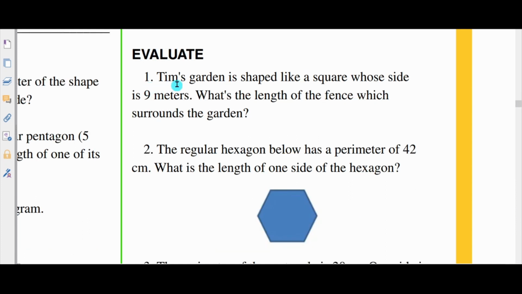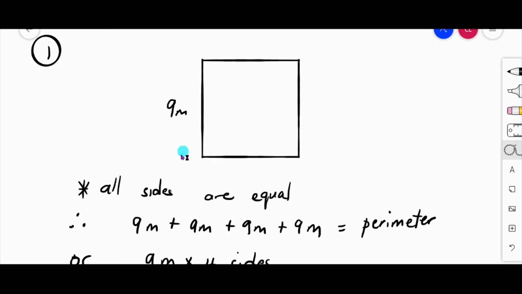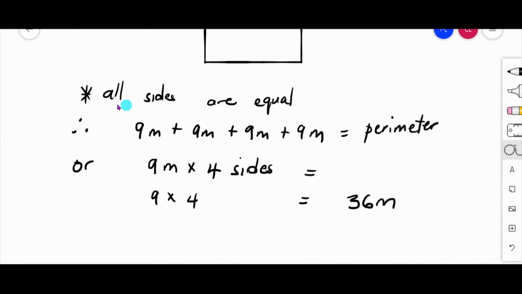Evaluate. Tim's garden is shaped like a square whose side is 9 meters. What's the length of the fence which would surround the garden? A garden is shaped like a square. One of the sides is 9 meters. What do we know about squares? That all sides are equal.